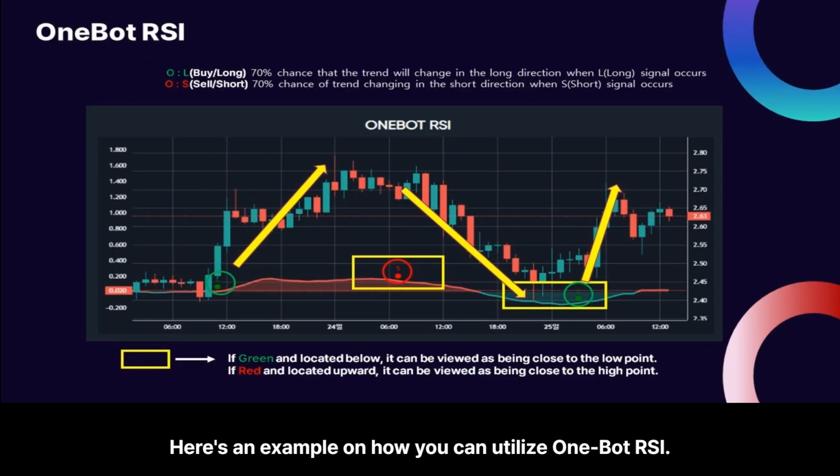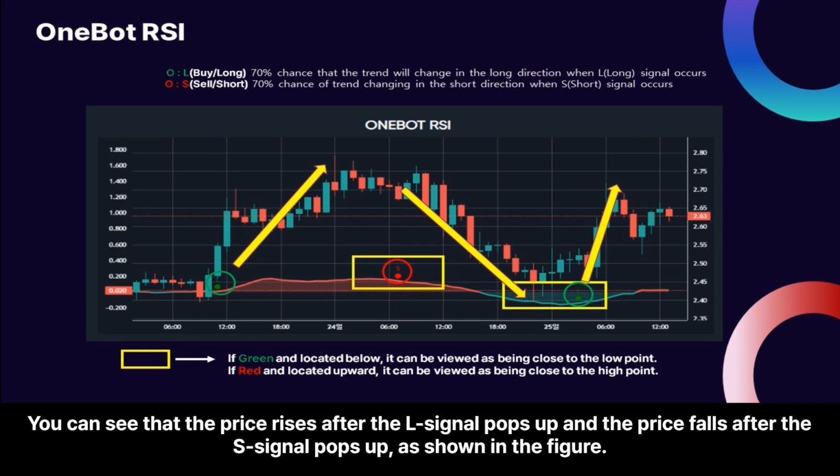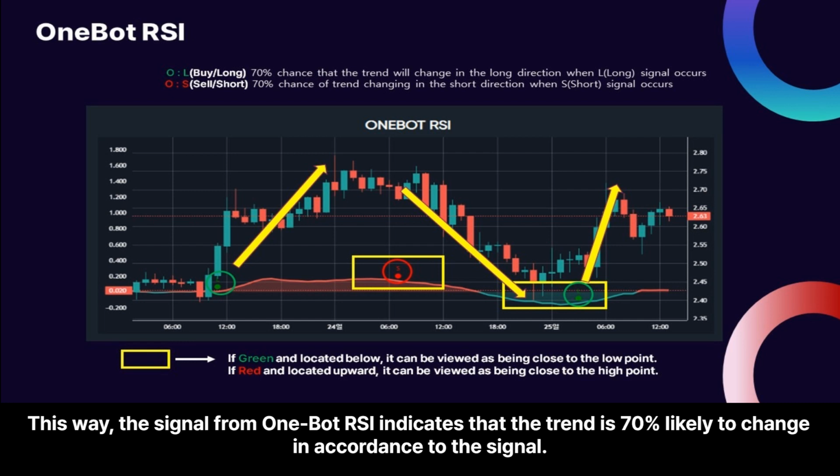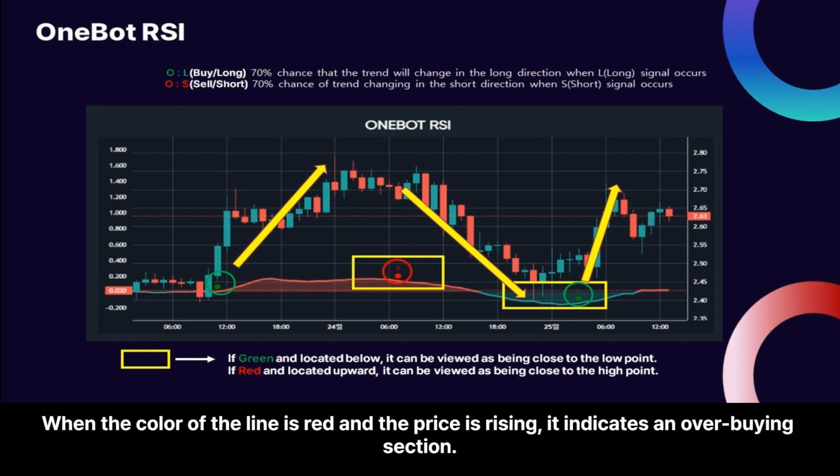Here's an example of how you can utilize One-Bot RSI. You can see that the price rises after the L signal pops up and the price falls after the S signal pops up, as shown in the figure. This way, the signal from One-Bot RSI indicates that the trend is 70% likely to change in accordance with the signal.